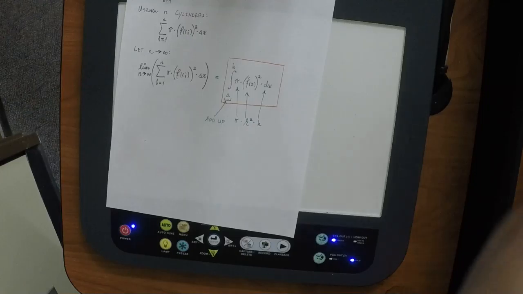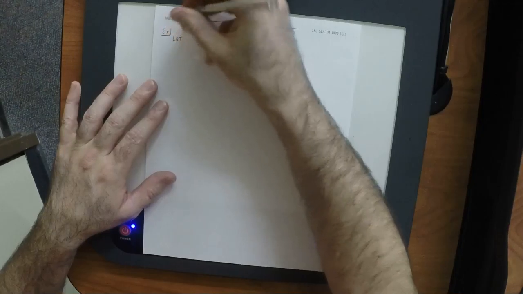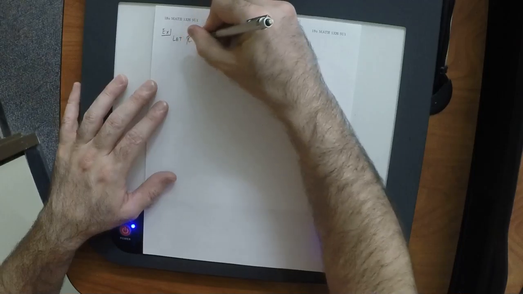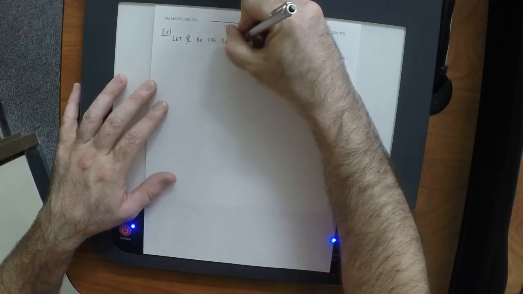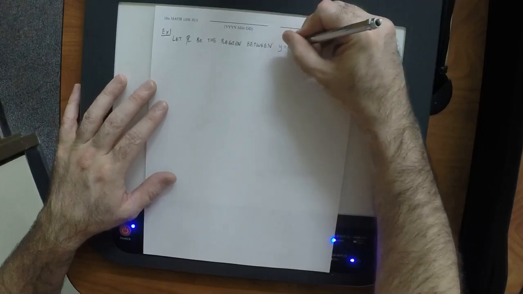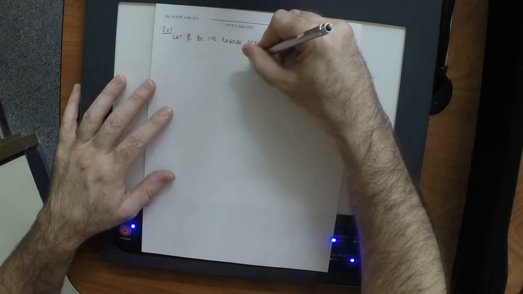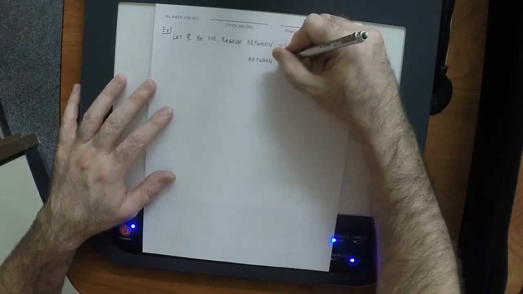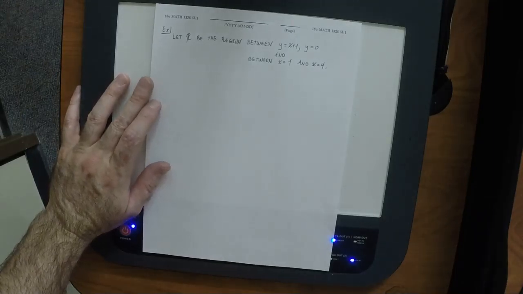Okay. Well, then let's do one. What I mean is, let's actually do an exercise. Let R be the region between y equal x plus 1, y equals 0, and between x equal 1 and x equal 4. So that describes the region.